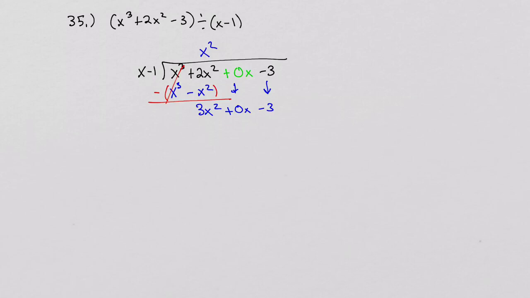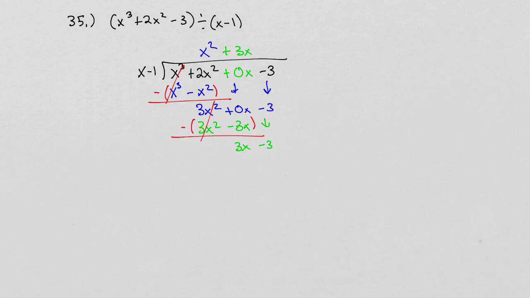And now we have to ask ourselves, how many times does x go into 3x squared? And it goes into it 3x times. And then we're going to multiply 3x into x minus 1 to get 3x squared minus 3x. And we're going to subtract that. And the 3x squareds will cancel by design. And then we have 0x minus negative 3x, so that should be a positive 3x. And then we'll bring down the minus 3.